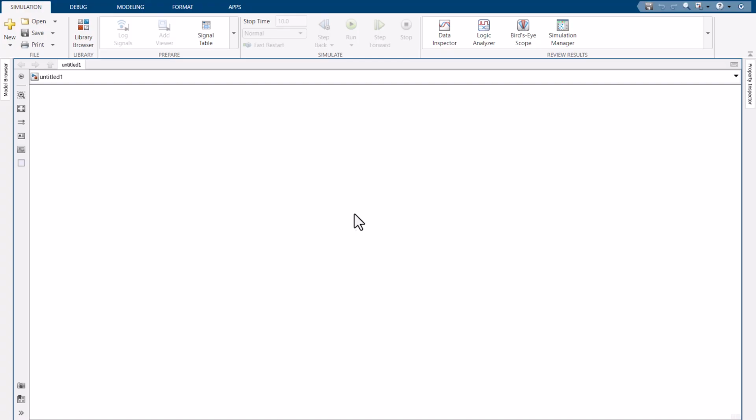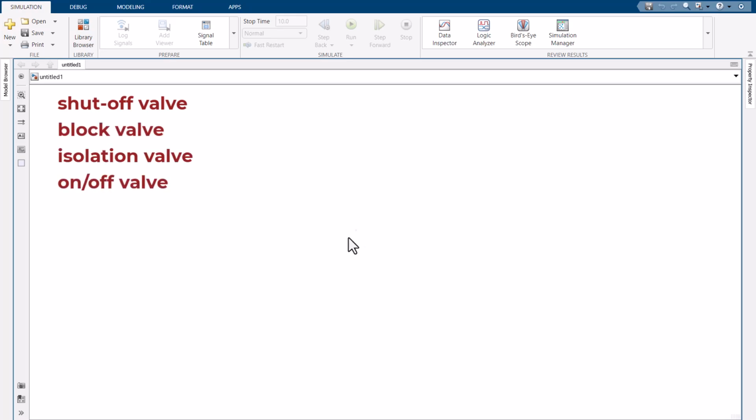And today we are going to keep it simple, just a shut-off valve, or it is also called a block valve or isolation valve or on-off valve. And by all these words, I mean that in these kinds of valve, we are only interested in a fully closed or fully open state of the valve. And the stroke is either fully open or fully closed.